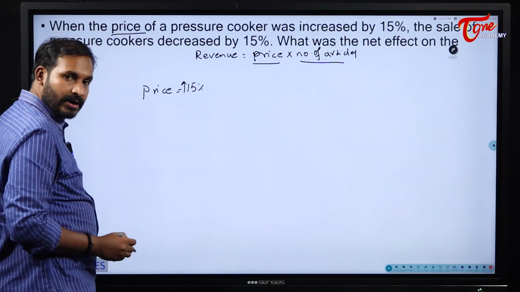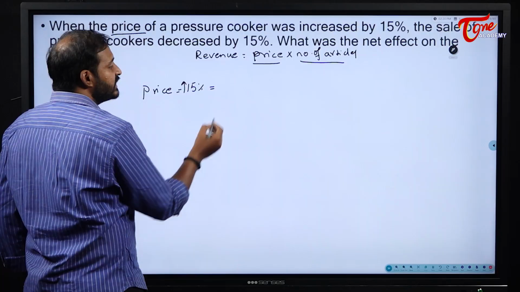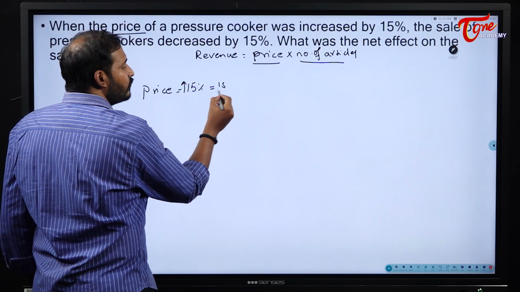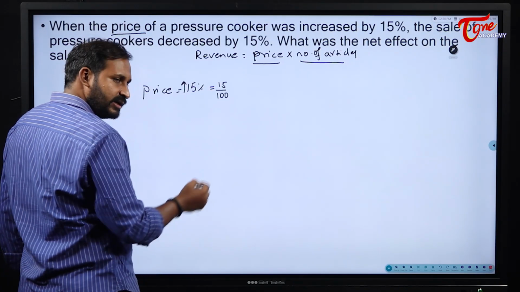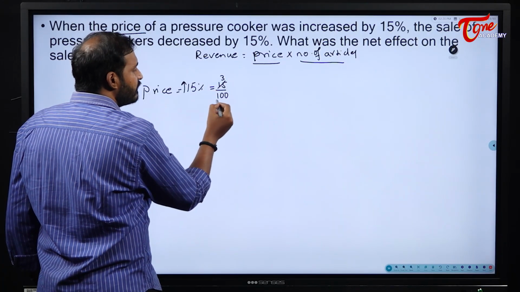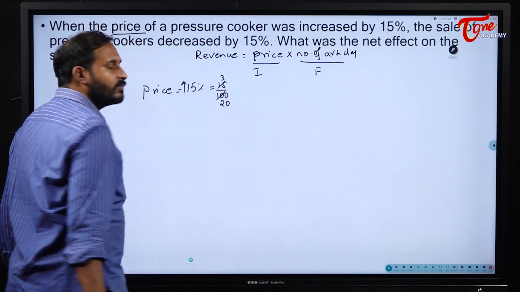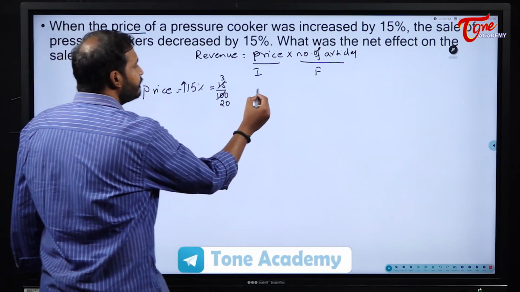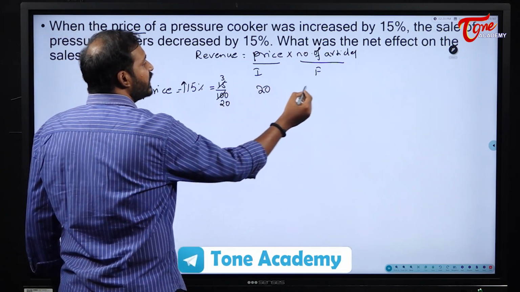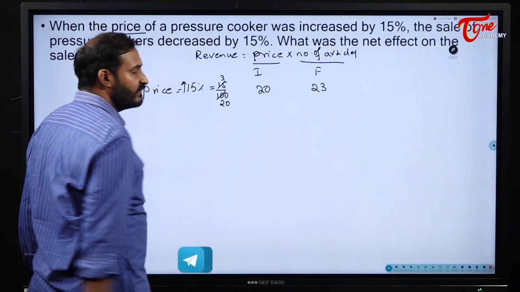So I will take an up arrow, increase, incremental. 15% in the sense, how can I write this? Don't worry, if you don't know, write it as 15 by 100. Further it gets cancelled to 3 by 20. Don't get confused. So initial and final. My initial value here becomes 20. As this is an increment, 20 plus 3 becomes what? 23 for my final.